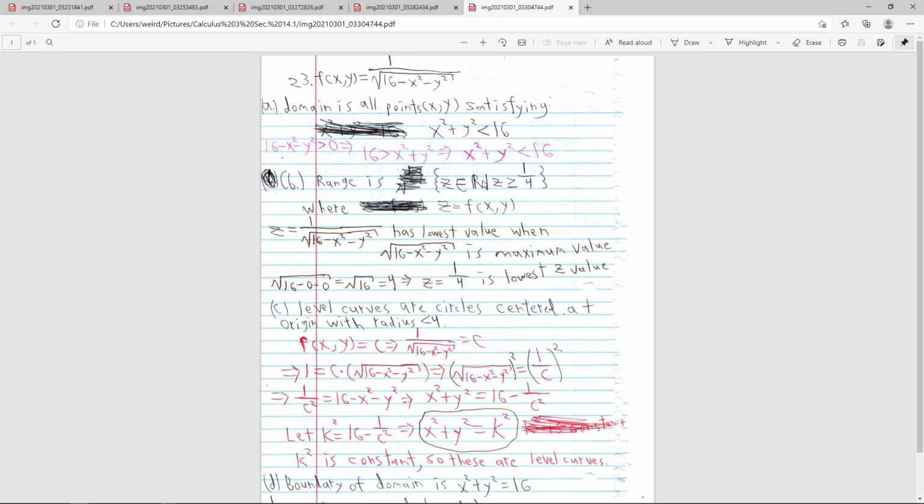And the range is the function value itself, let's say z equals f of x, y. Z is in the real numbers, all real numbers z greater than or equal to 1/4. And 1/4 is gotten by this calculation here, because the lowest value of this function occurs when the denominator is at its largest value, because division by a larger number produces a smaller number when the numerator is constant.